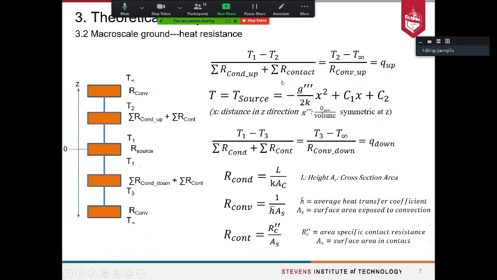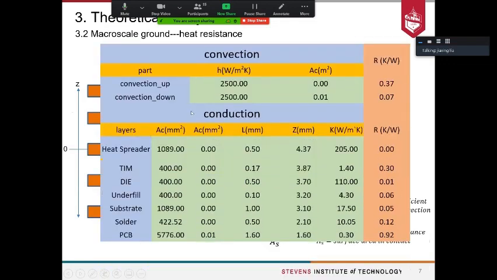With this equation, we can get the temperature profile of each part. And here is the temperature profile of the heat generator. It tends to be the chip. And we make an assumption of symmetry in the Z direction. And with it, we can have some special heat resistance formulas, for example, for conduction, convection, and contact. After we have this theoretical base, we'll come to some initial calculation.